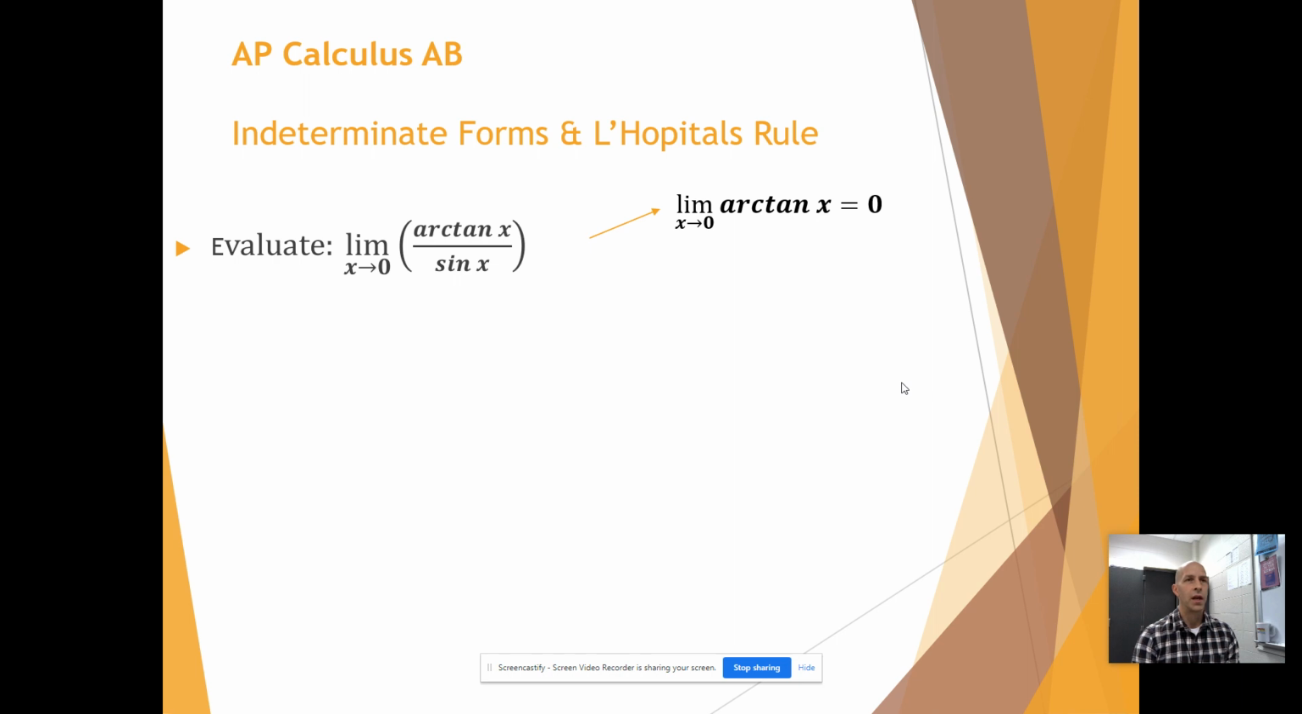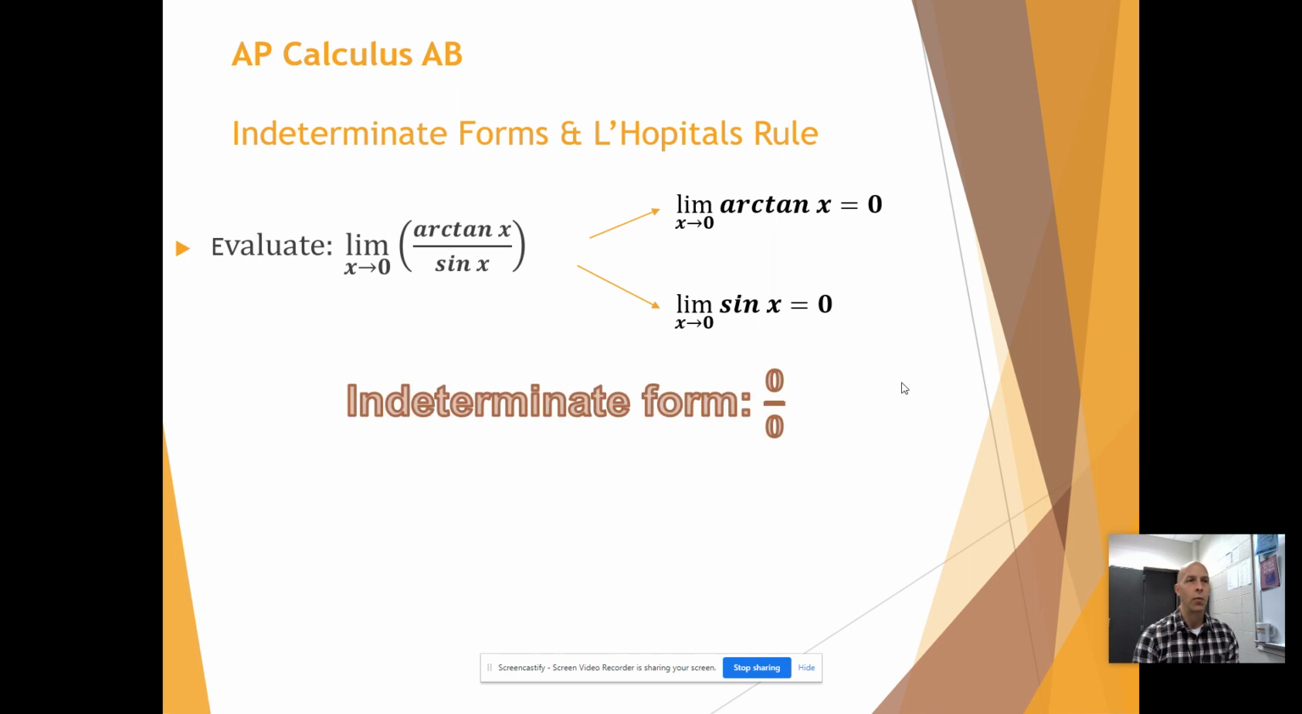If we look at the limit of the numerator, which is the limit of arctan of x as x goes to 0, that's 0. And the limit of the denominator, sine of x as x goes to 0, that's also 0. That leads us to what we call an indeterminate form, 0 over 0. Indeterminate literally means that this limit could be any value. It could be e, it could be 1, it could be a zillion, it could be 0. Let's see what it is in this case.